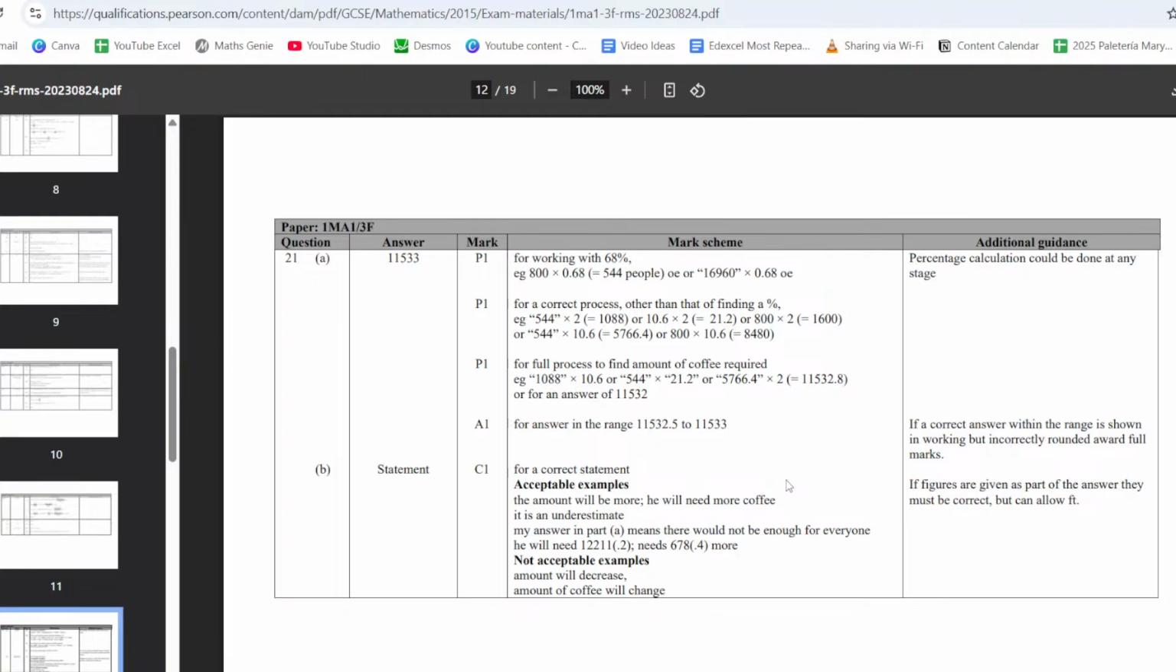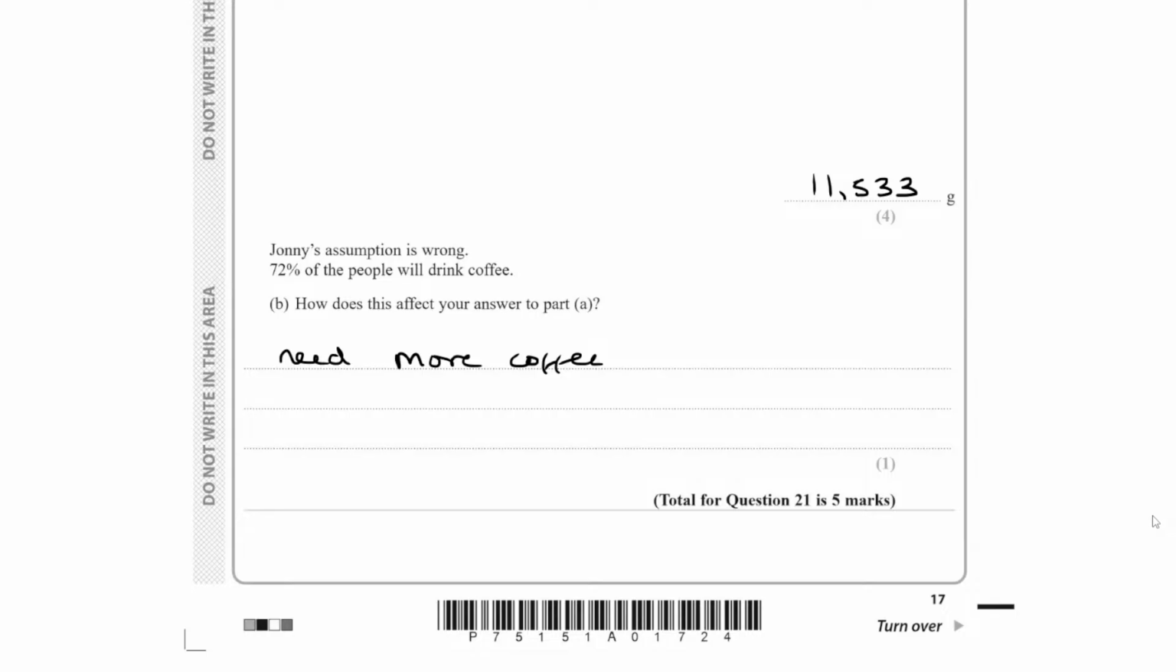Sometimes they say if the correct answer is given, but there's no working, they'll give you no marks. Sometimes it says that in the mark scheme. So just write down everything that you're doing is what I would suggest. Yeah, just write down as much as you can, because you just never know where those method marks are going to come from.